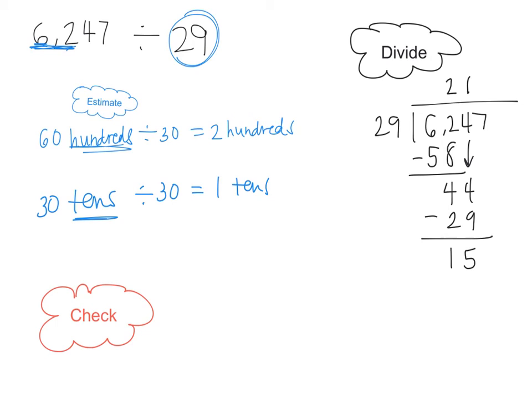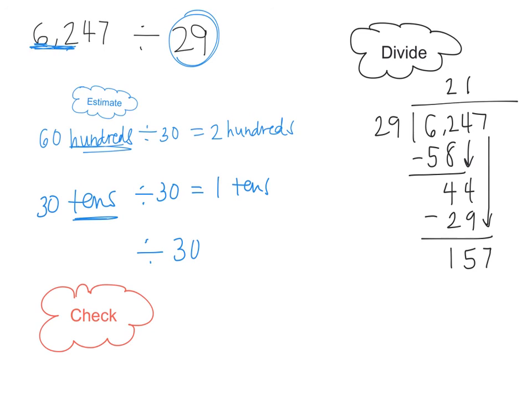Okay. I can't divide those 15 tens by 29 anymore, so I can regroup the 15 tens as how many ones? 150 ones, yeah. But I already had 7 ones here to bring down. So how many ones do I have altogether? Okay, now we need to estimate again.